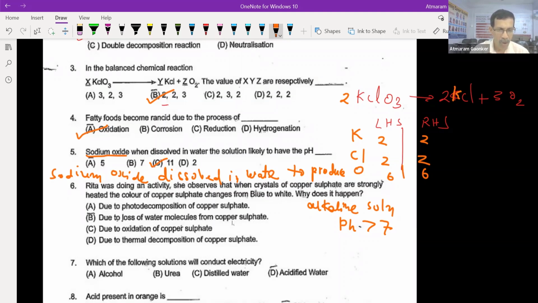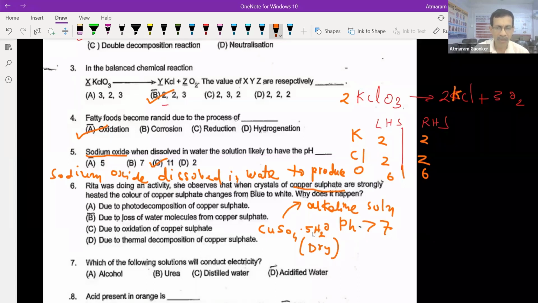we have crystals of copper sulfate, the formula is like this. When it is hydrated, CuSO4 dot 5H2O. This is copper sulfate. When the water molecules go away, it will become dry, and the color will change from blue to white.